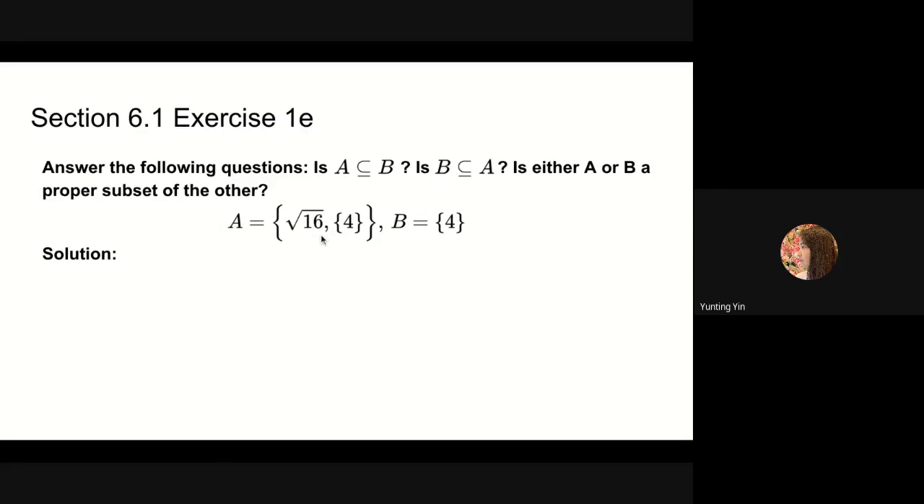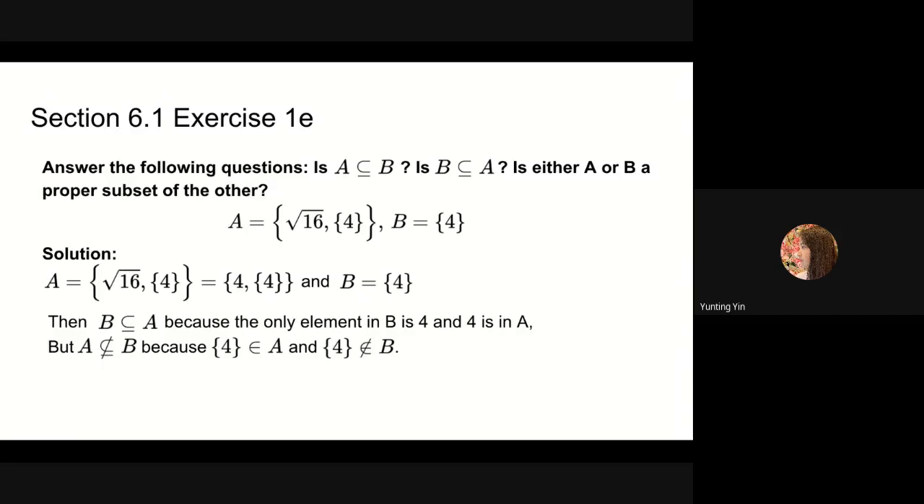Set A contains square root 16 and a set that contains 4. Set B contains the integer 4. First, we simplify square root 16 to 4. Now set A contains integer 4 and a set that contains 4, and set B contains integer 4. Now we can see that B is a subset of A because the only element in B is the integer 4, and 4 is in A.